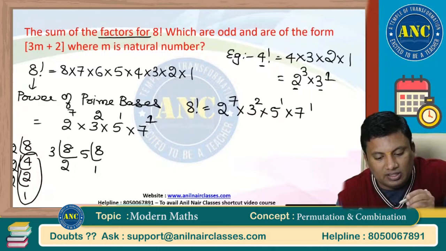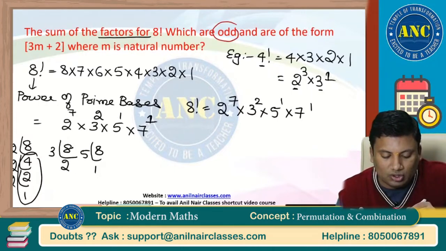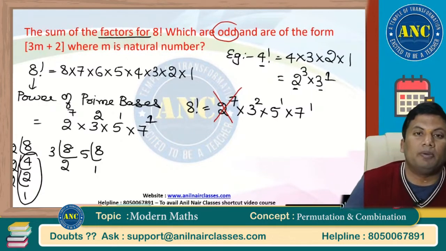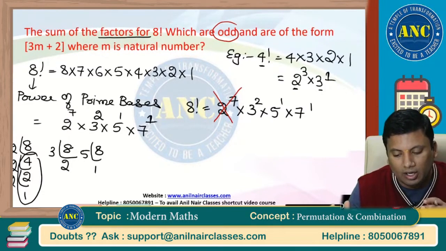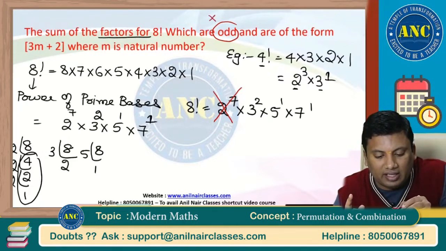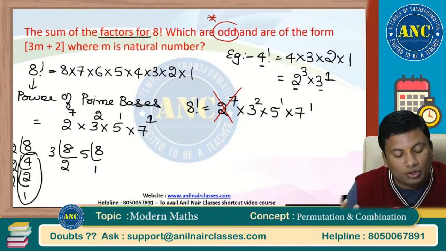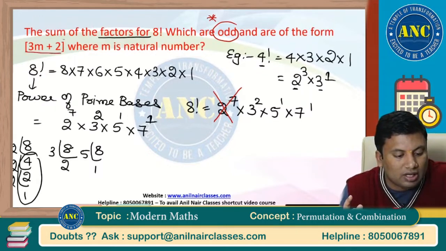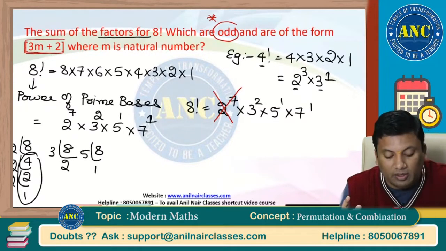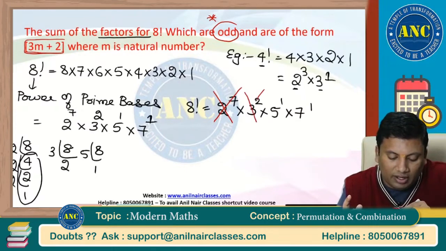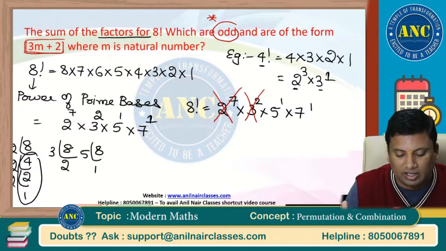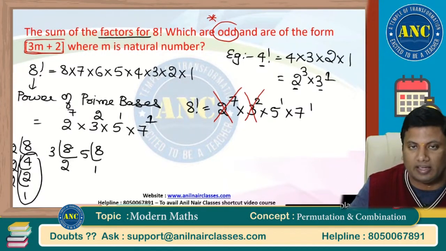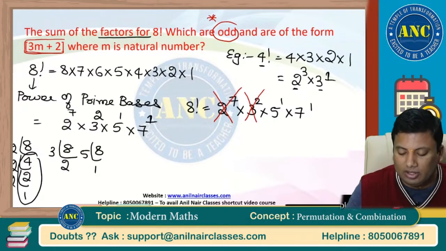Sum of the factors which are odd numbers. Factors should be an odd number, so it cannot be a multiple of 2. Any number multiplied by 2 becomes an even number. 2 power 7 is out because the factor should be an odd number. And it should be of the form 3m plus 2, that is, when divided by 3, it gives a remainder 2. That means when you divide a number by 3 with remainder 2, it is not divisible by 3. 2 power 7 is out because the factor is an odd number. 3 square is out because the factor should be of the form 3m plus 2.